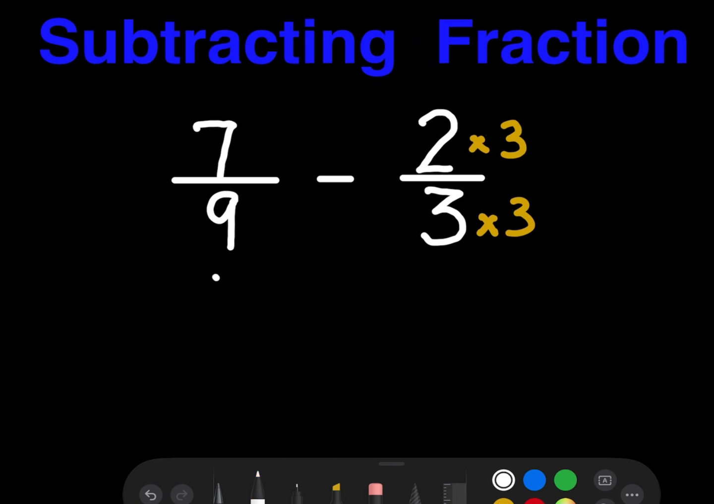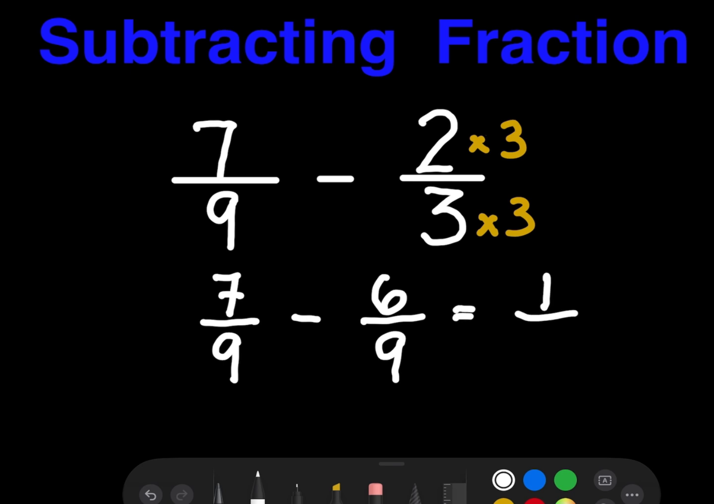So then copy the first fraction, which is 7 over 9, minus 2 times 3 is 6 over 3 times 3 is 9. Then since the denominator is already the same, you can just simply subtract the numerator, which is 7 minus 6. So 7 minus 6 is 1 over, copy the denominator, 9. And that is the answer when you subtract 7 over 9 minus 2 over 3.